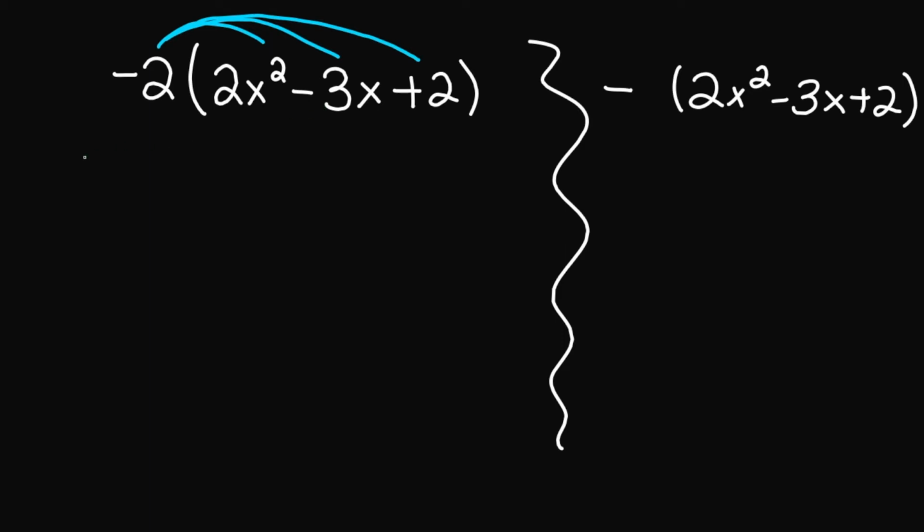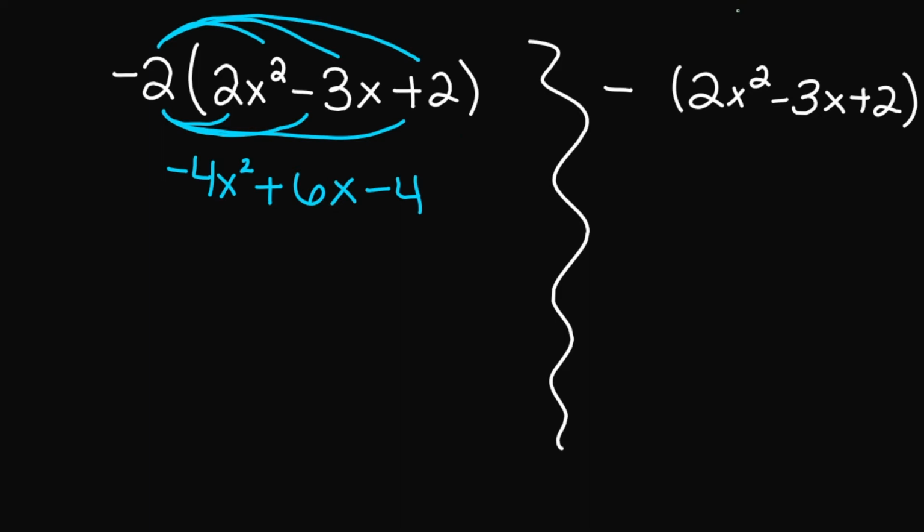parentheses here. So this means I have negative 2 times 2x squared. This is going to give us a negative 4x squared. Then you have negative 2 times a negative 3x. This is going to give us a positive 6x because two negatives equal a positive. And then you have a negative 2 times a positive 2. This is going to give us a negative 4.